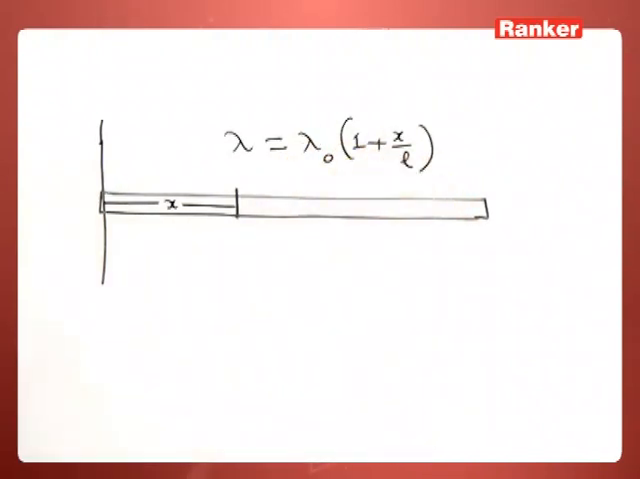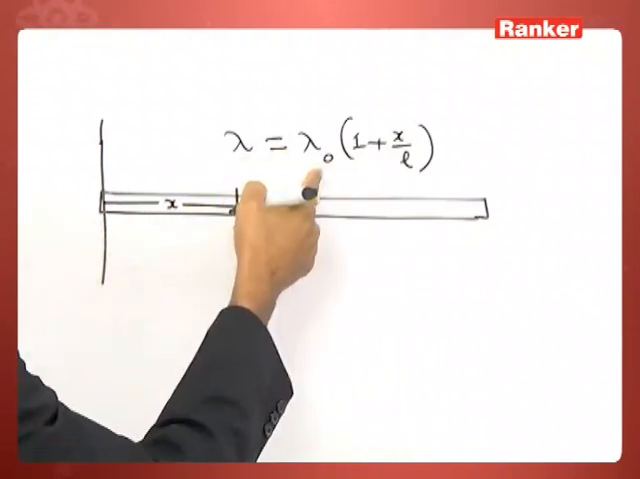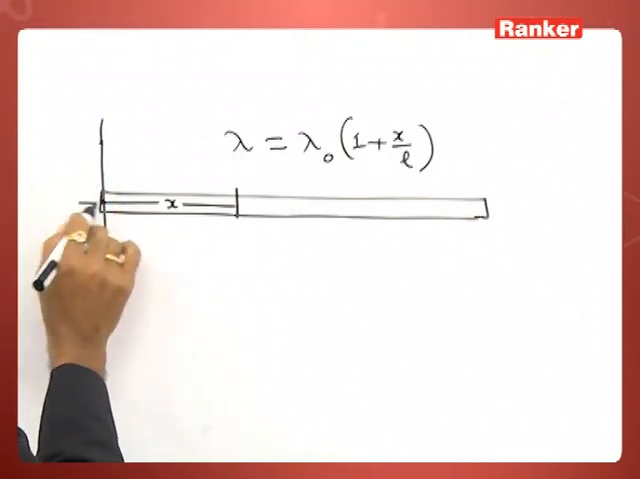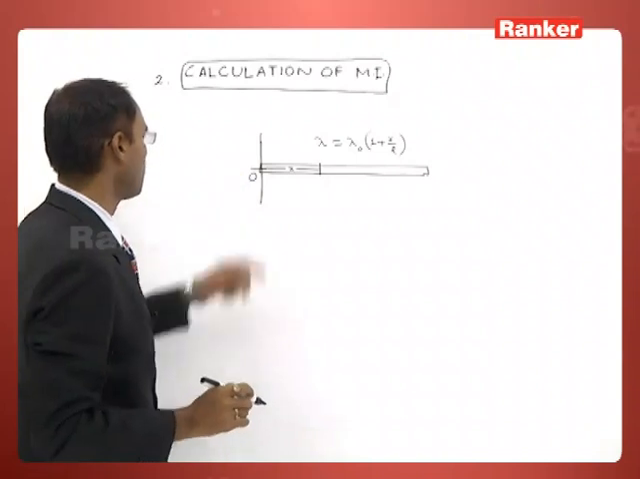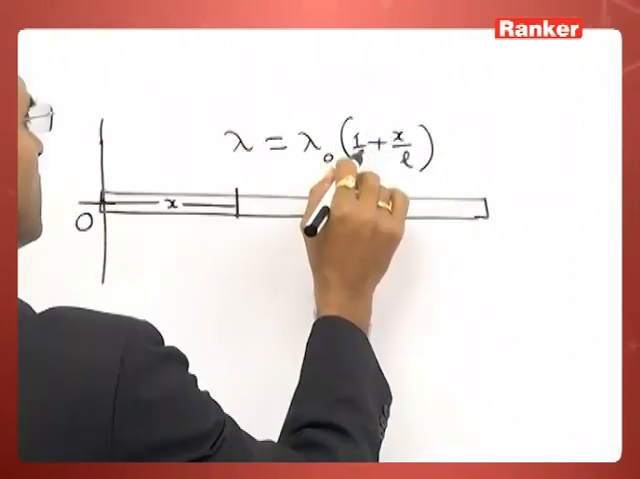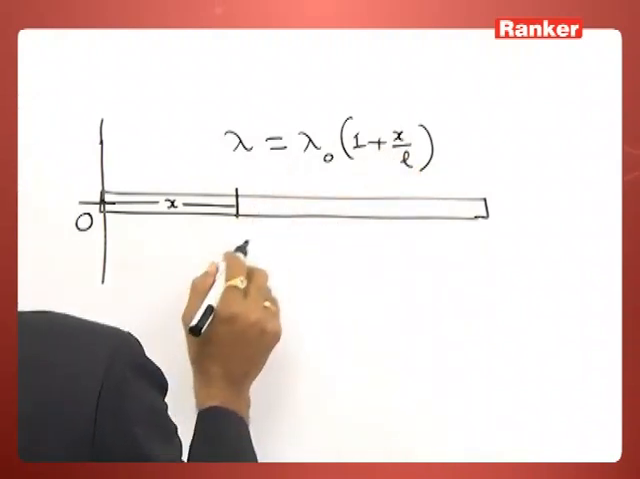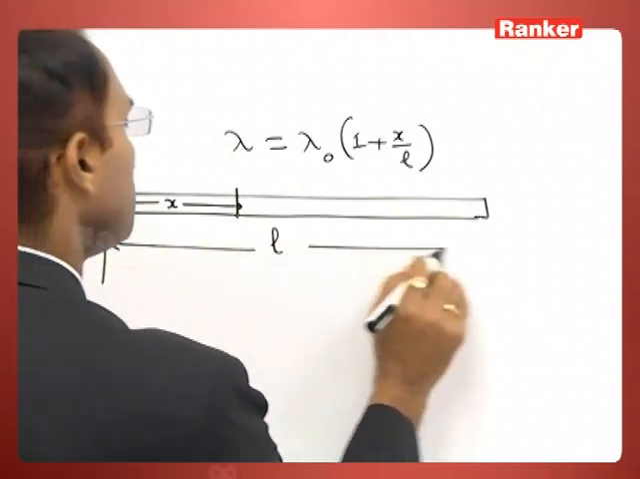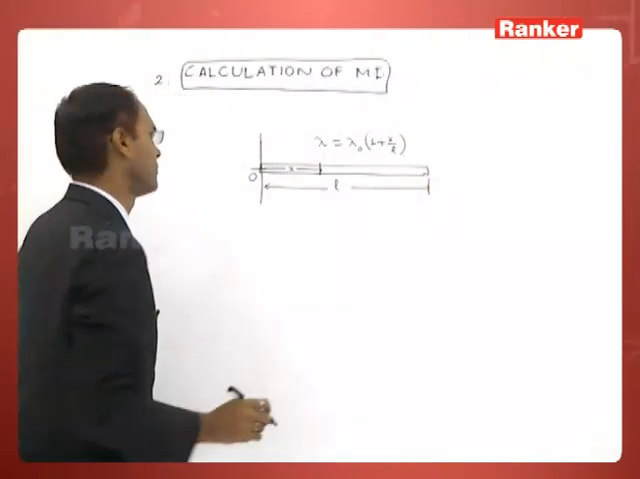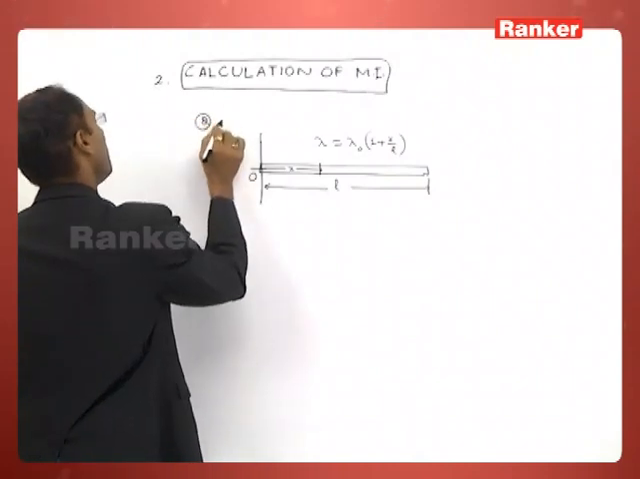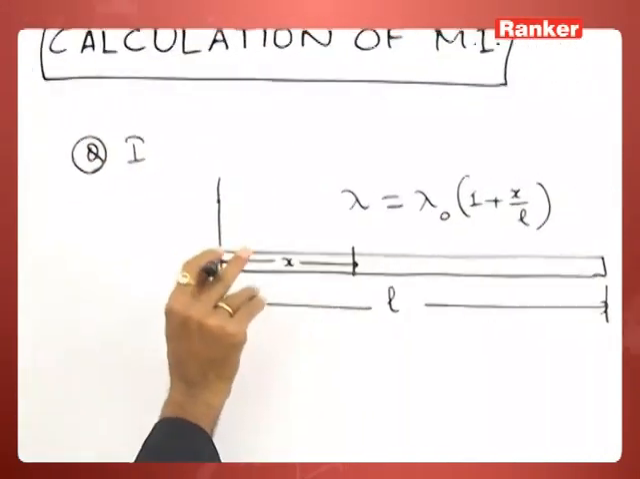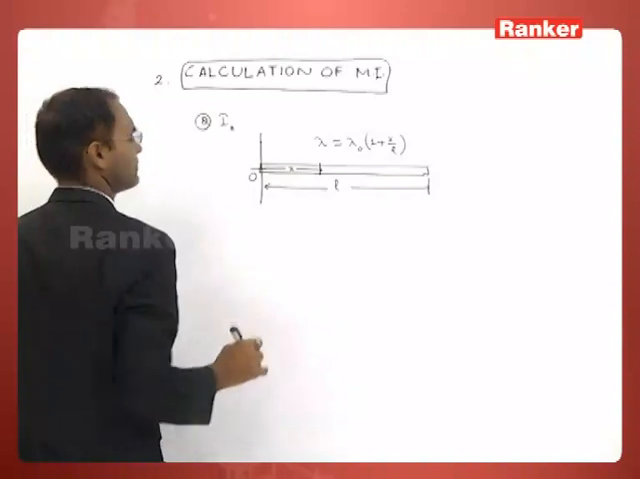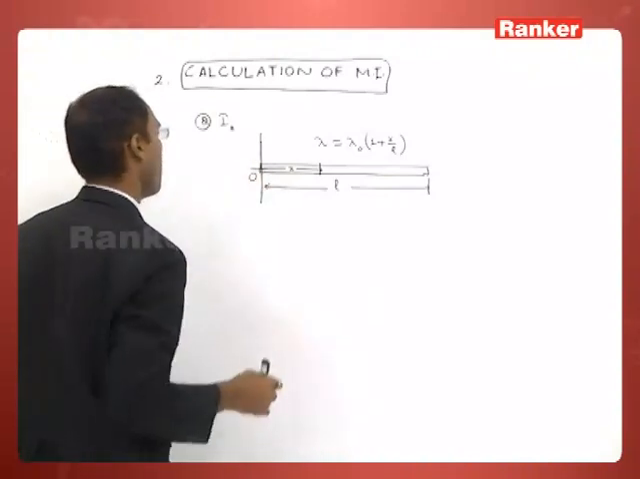given by this equation. Lambda is equal to lambda naught, where lambda naught is a constant quantity, the linear mass density of the rod at the origin, into 1 plus x upon L. x is the variable, L is the length of the rod. Here you have to calculate the moment of inertia of the rod about the z-axis or y-axis passing through this point O.